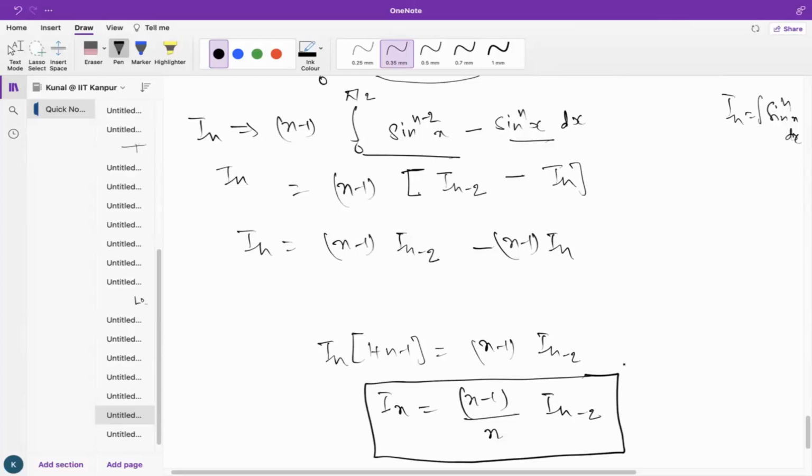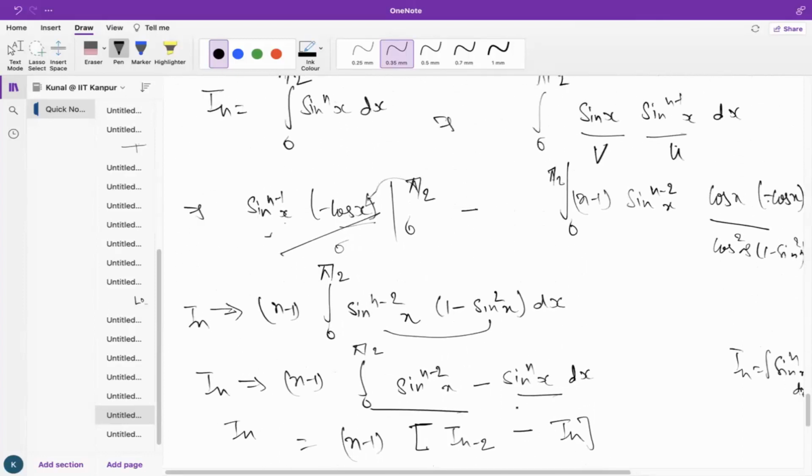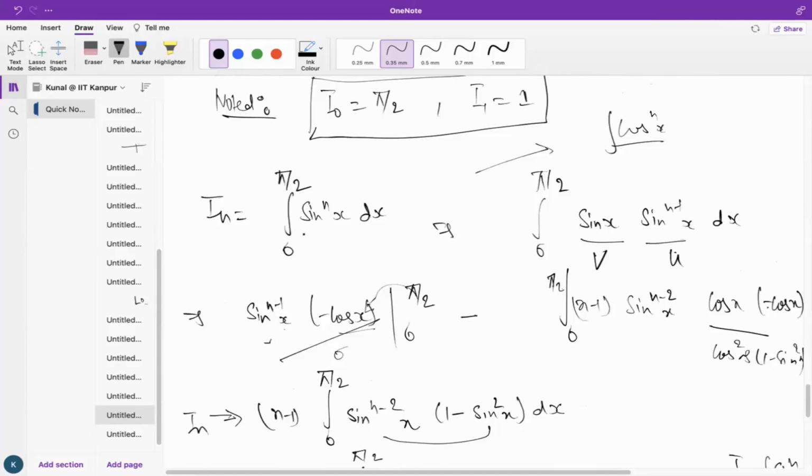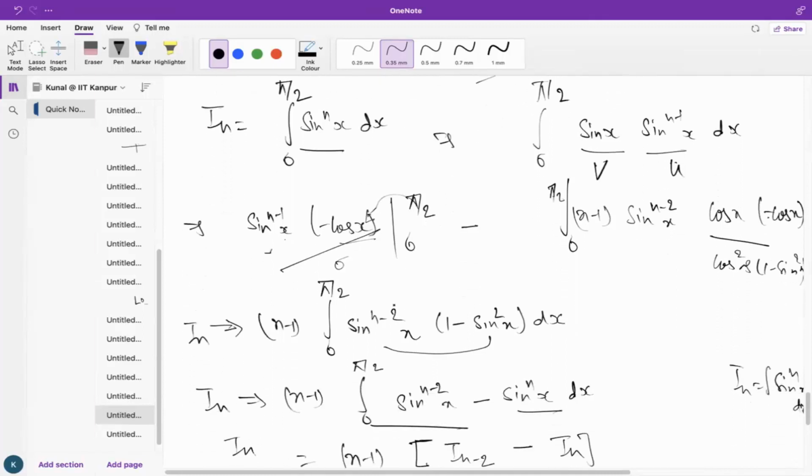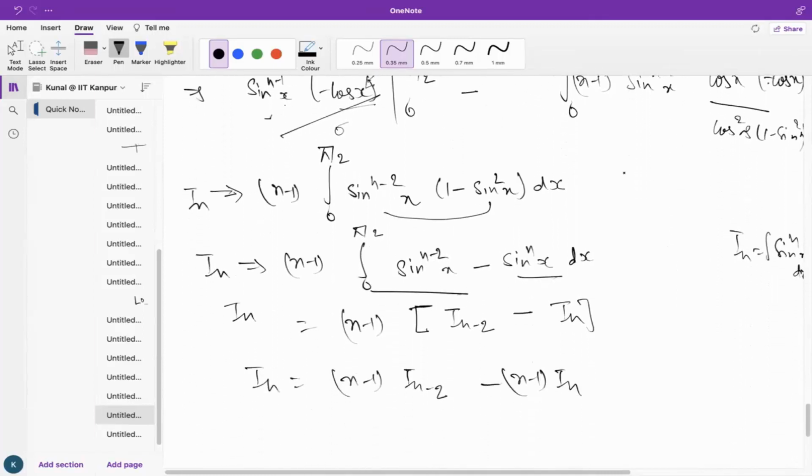Right? I hope you all understand this. So you can do this same thing. In terms of steps, what did I do? I broke sin to the power n x into two parts, and then I applied integration by parts here. During the application of by parts, I did one more thing: the cos x into cos x here, I wrote as 1 minus sin square x, and then it automatically comes out. You can do it for cos to the power n x as well. So let's try it at home.